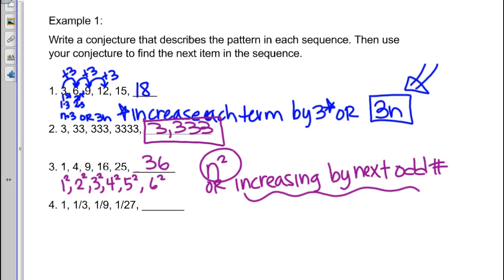1, then 1/3. I'm going to write it like this so you can see it maybe a little better. And then 1/9, and then 1/27. Maybe you picked up on with each one we're multiplying by 1/3. The denominator is being multiplied by 3 each time, which means either we're dividing by 3, you can say it that way, or multiplying by 1/3.